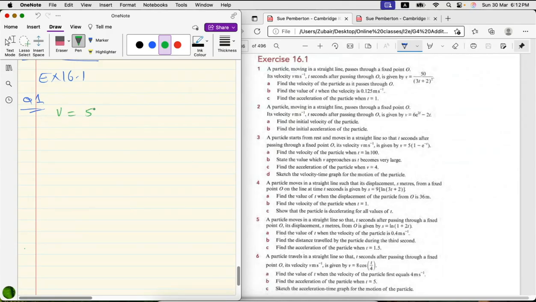V is equal to 50 into (3t plus 2) raised to the power minus 2. Find the velocity of the particle as it passes through the origin. So when it passes through the origin, time at that point is 0. 50 into (3 times 0 plus 2) raised to the power minus 2 is 50 times 1 by 4. So 50 by 4 is 12.5 meters per second.